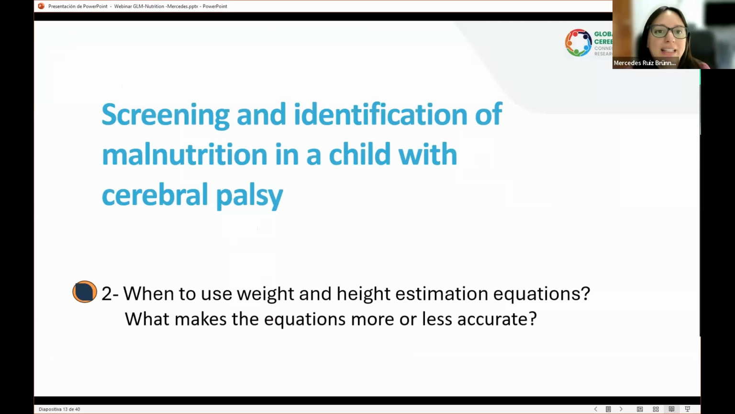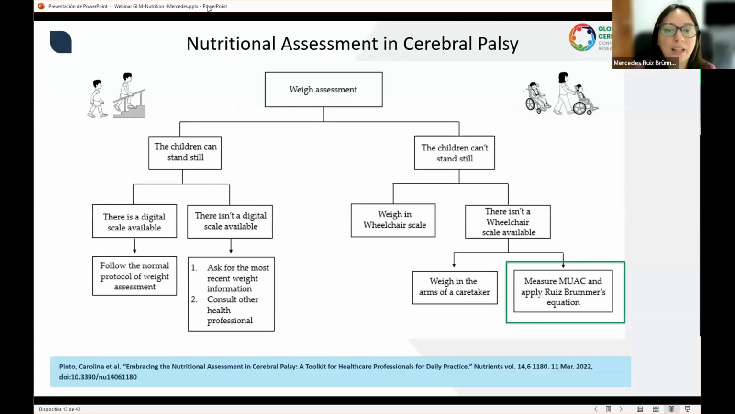Another thing is that sometimes they ask me about the equations because we work on them, but I will always try to tell them when to use the weight and height estimation equation and to know really what makes the equation more or less accurate. So we can make proper use of these equations.